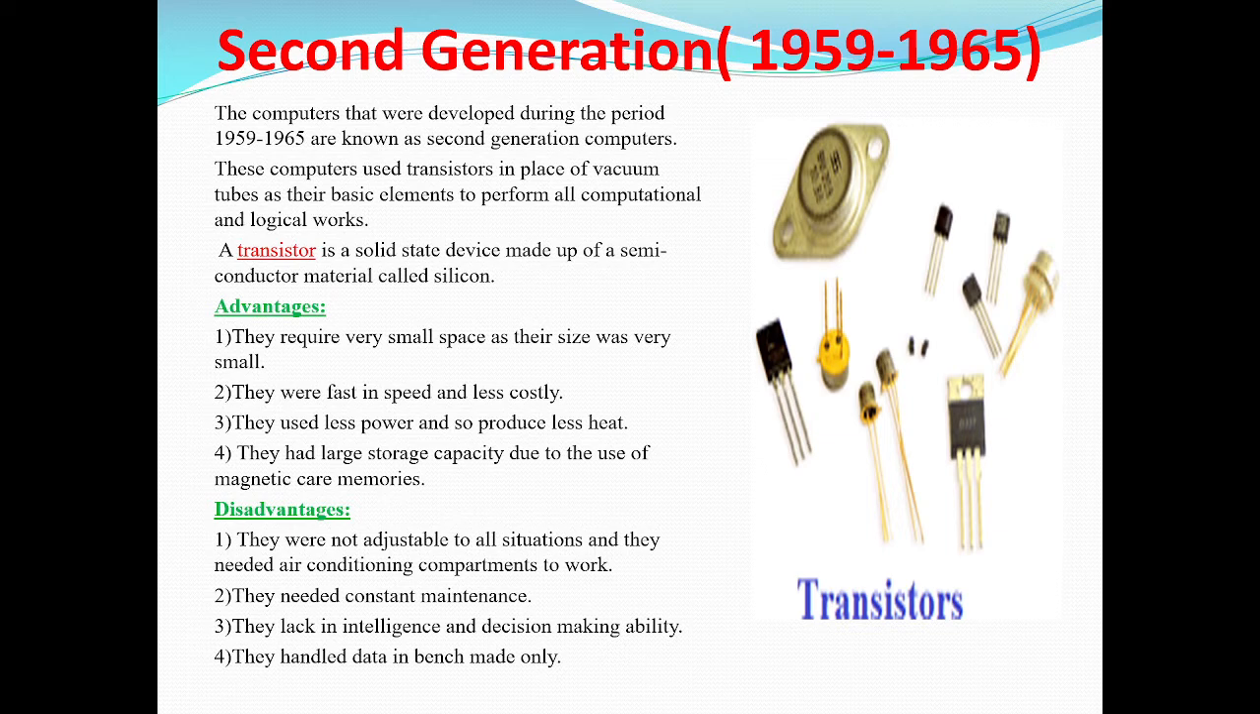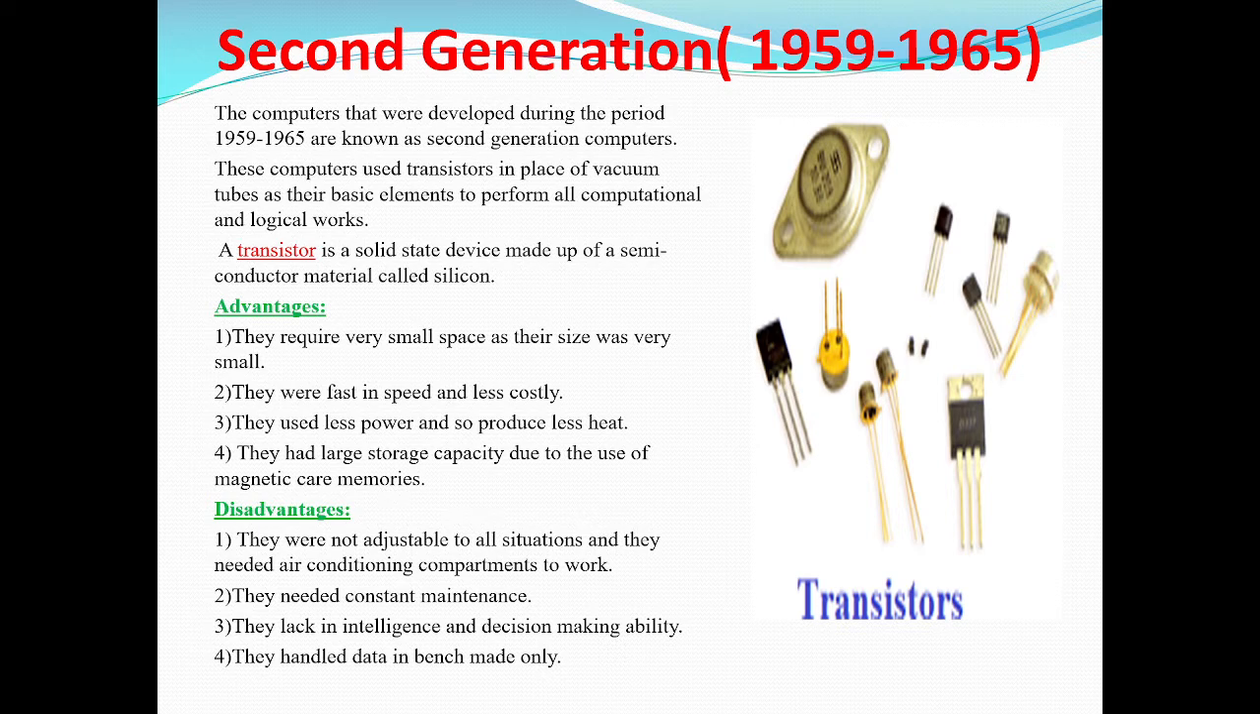So let us see the advantages and disadvantages. When you look to the advantage, the small space, as their size was very small. Instead of vacuum tubes, they started using transistors, and that is the reason why the size was small. And the computational speed was fast and less costly when compared with first generation.